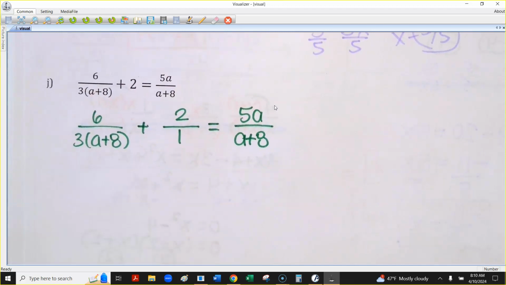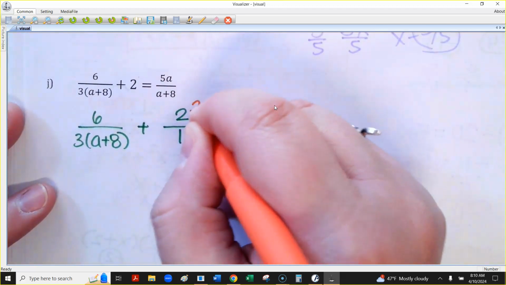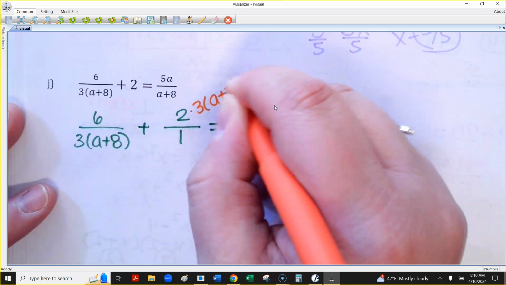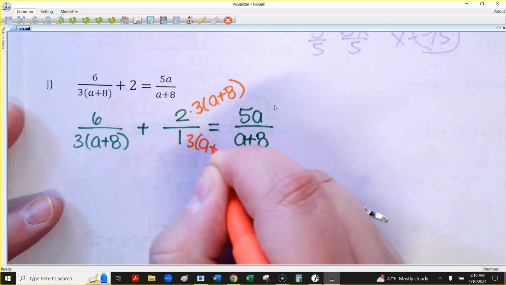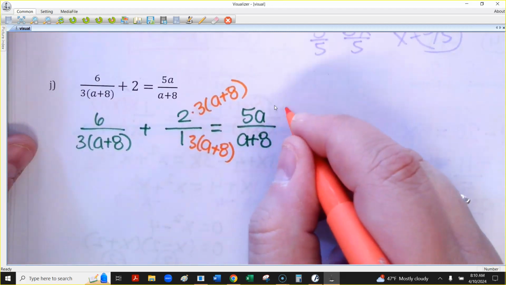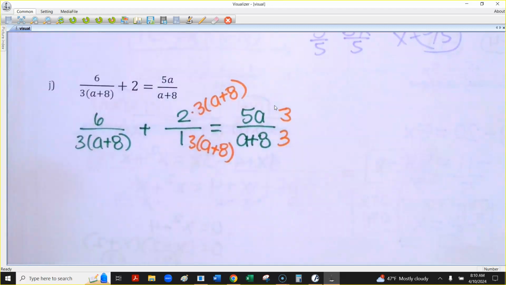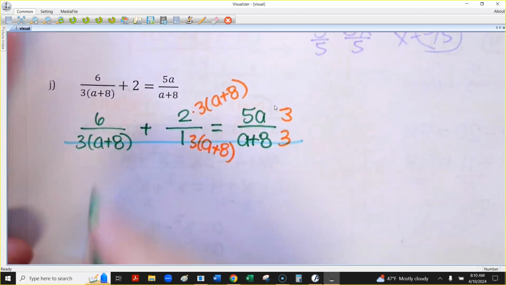Okay, so here's all you're going to do. I would just leave it in factored form for the moment. So I do 3 times a plus 8, because we need both parts of that denominator. All you would need here on the last one would be a 3. Now all my denominators are the same, so I'm not even going to mess around with that. The first one, I already had the common denominator, so it's just going to stay 6.